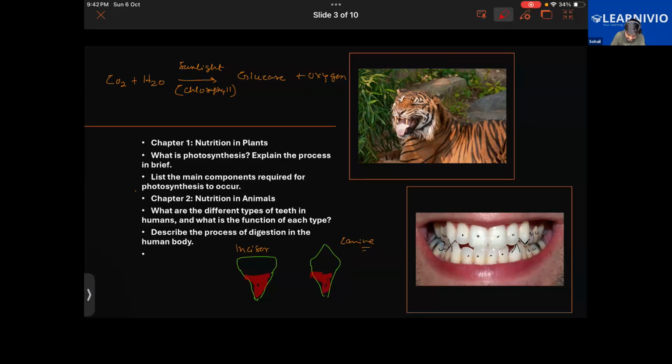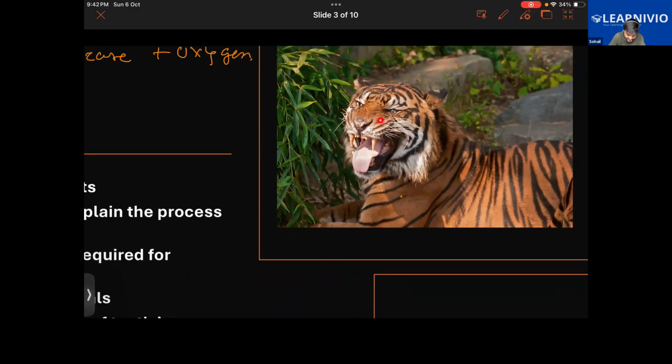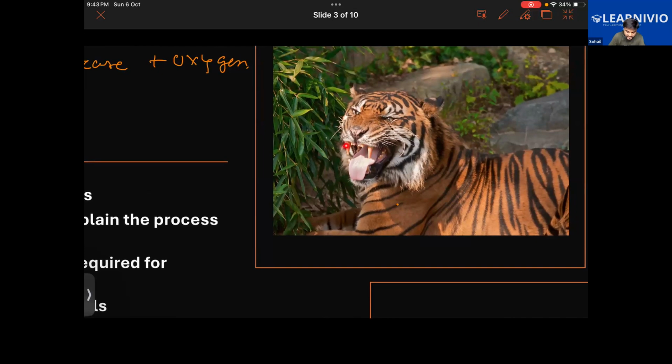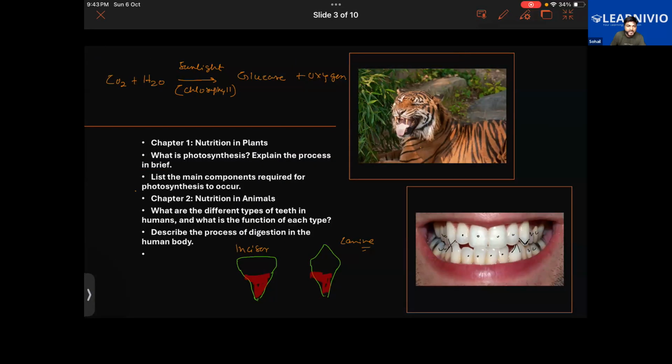Yes, sir. The next one is the canine. Canines are pointed, as you can see here. You will be able to point out the canine teeth in this tiger here. This one is the canine tooth. So canines help in tearing the food. Got this now?